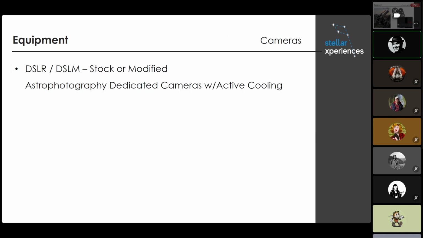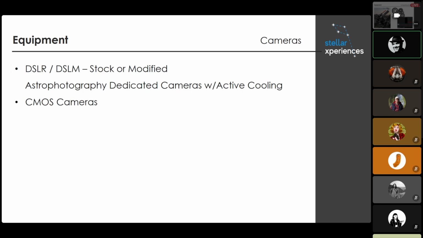And the other type of camera are called astrophotography dedicated cameras with active cooling system. These can have CMOS sensors. We call them CMOS cameras or CCD cameras. And again, the ones who are curious about what CMOS and what CCD are, they can go back and get some more information from the first class that we had a couple of weeks ago.